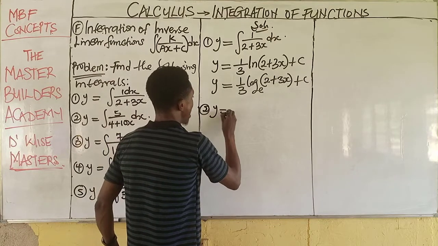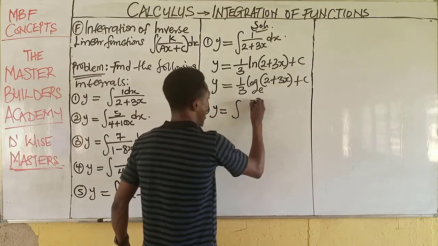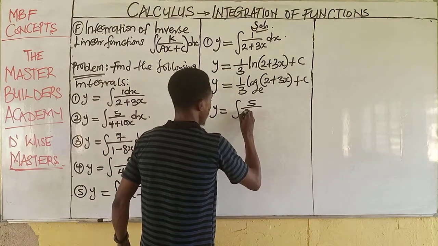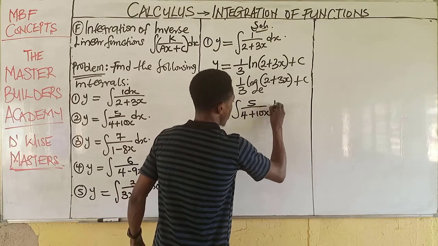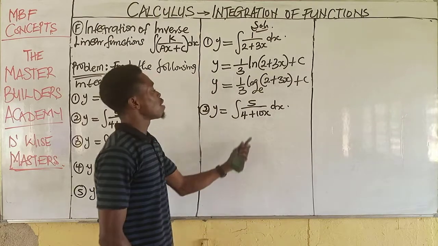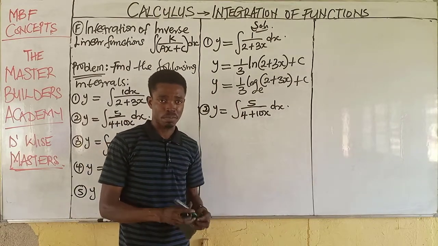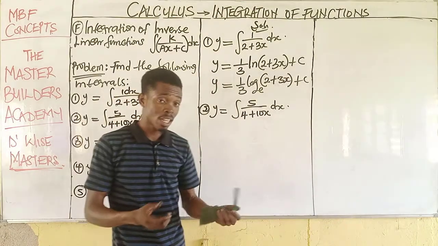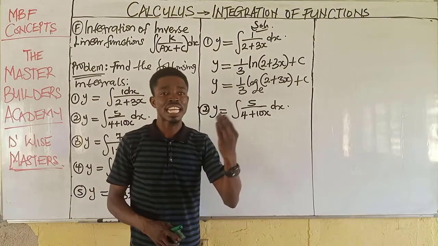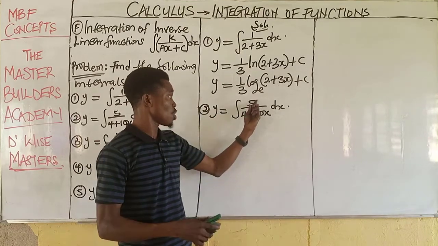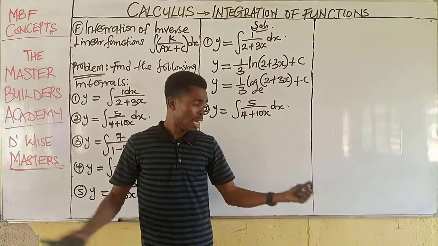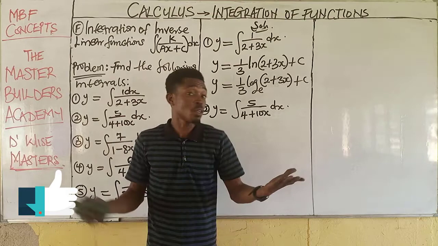We are given that y is equal to the integral of 5 over 4 plus 10x dx. Similarly, when we look at this, this is a fraction. We are integrating a fraction. So first, to know whether you are dealing with an inverse linear function, you must ensure that the numerator is constant. Of course, the numerator is a constant without x, and the denominator is a linear equation, which is 4 plus 10x.